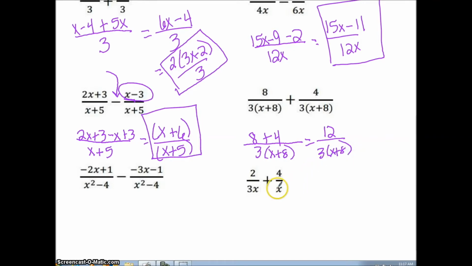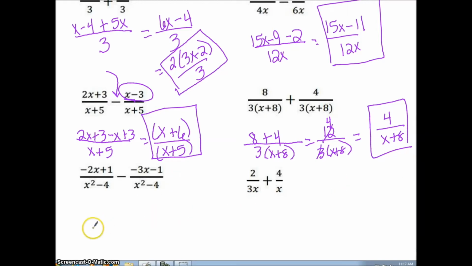Now, always check and make sure whether or not you can reduce. In this instance, the 3 and the 12 will reduce, and you end up with a 4 over x plus 8 for your answer. The 4 and the 8 cannot cancel because the x plus 8 is a unit. It's all or nothing.